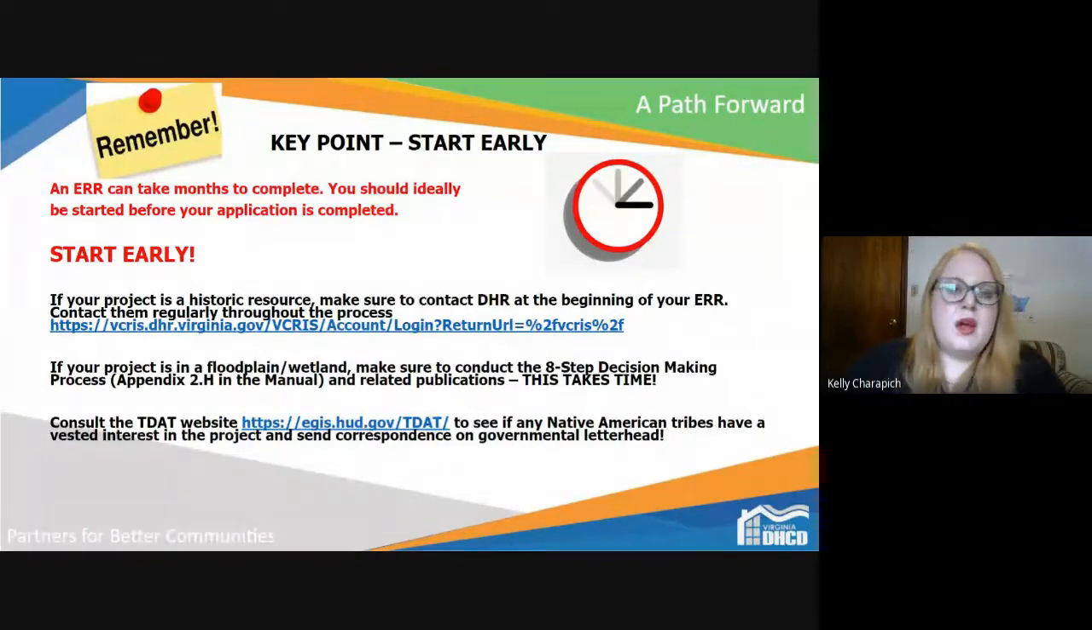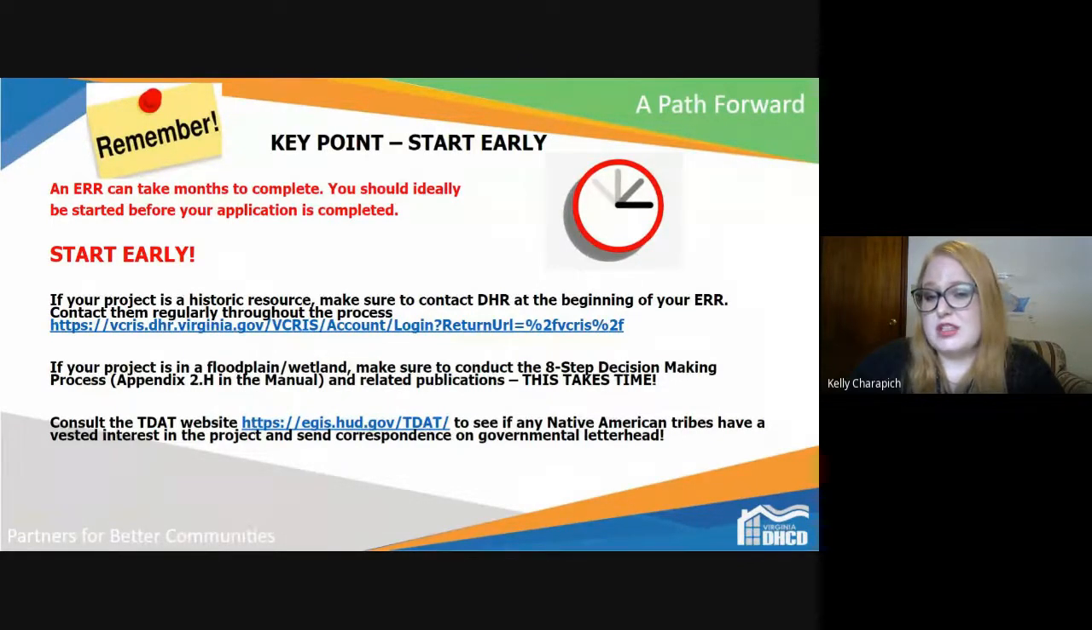Another key point I want to make is to start early. An environmental review record can take months to complete. Ideally, you should be started before your application is complete. You can do everything other than publishing or posting your public notices prior to application. Also, if you believe your project might be a historic resource, contact DHR at the beginning of your environmental review record process. And you can use that link to see if your project has a historic resource.